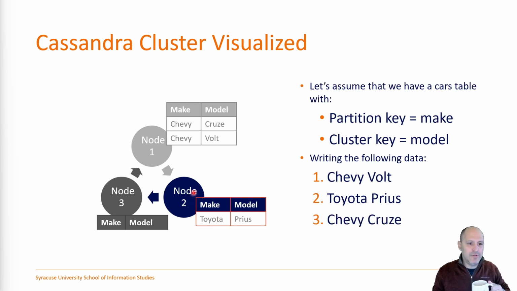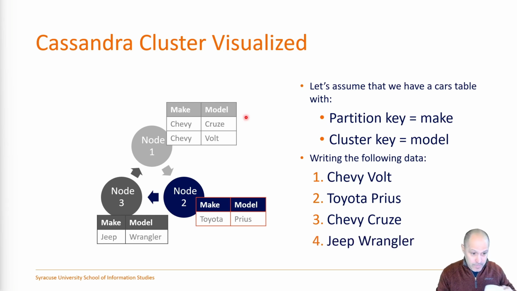Then we got a Chevy Cruze, and you see that that goes on to node 1, and it goes in front of the Volt because this is the cluster key, and things are stored in the cluster key in order. And so this is why your choice of cluster key needs to be something that is probably naturally occurring in ascending order. This is going to be important to performance in Cassandra.